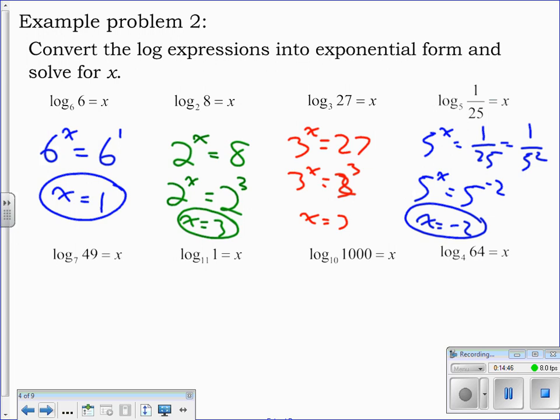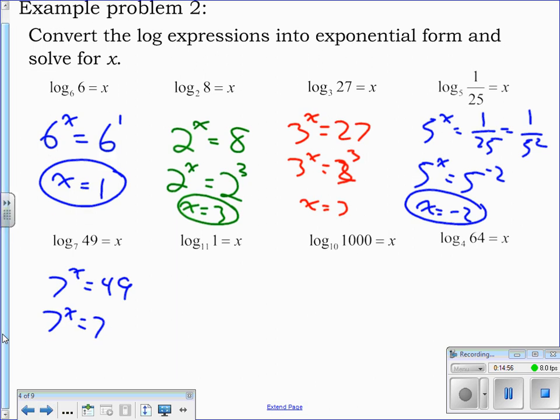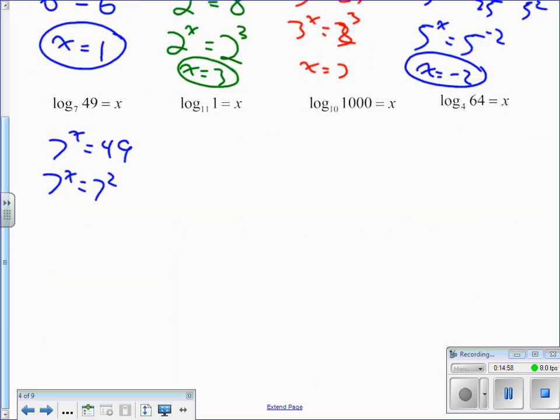Okay. So this one's 7 to the x equals 49. 7 to the x equals 7 what? 7 squared. So that means x equals 2. 11 to the x equals 1. Ooh, this one's a little tricky. Anybody hazard a guess? 0. 0, because anything to the 0 power is 1. If I see some number raised to the x and I get 1, that means x equals 0. Okay.